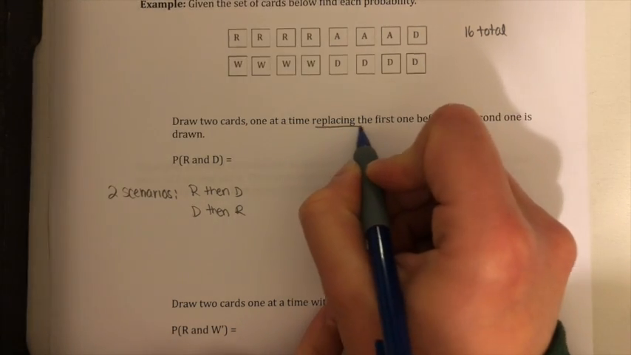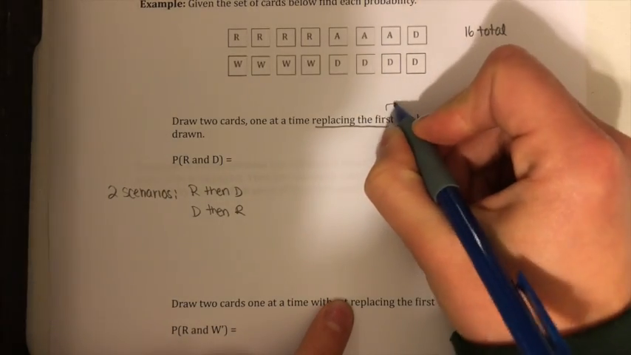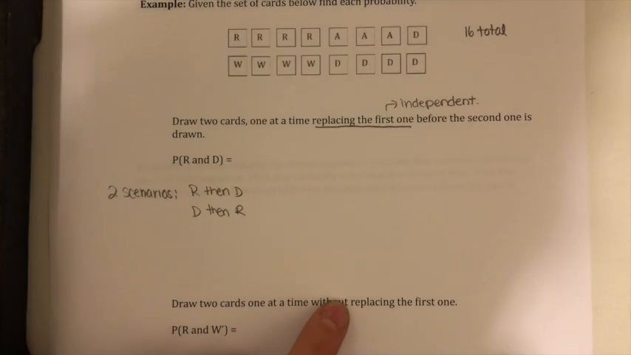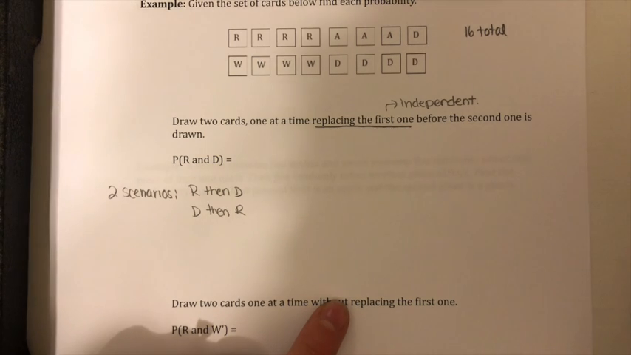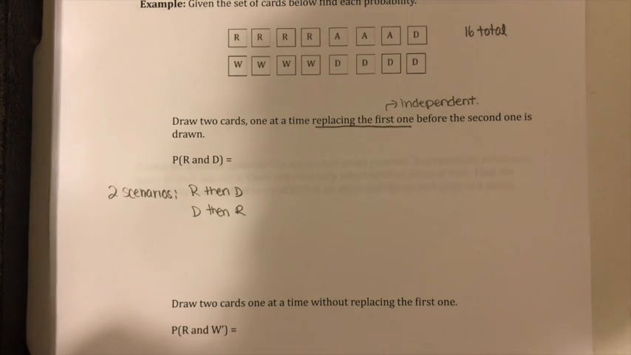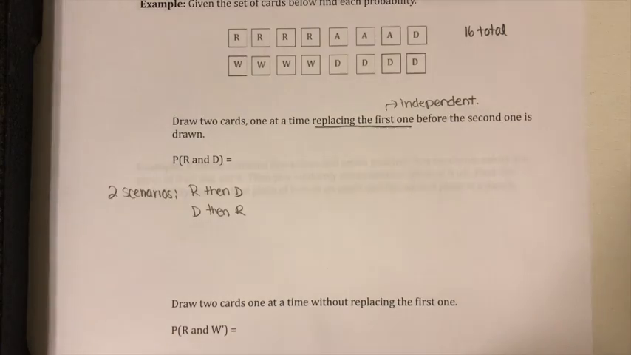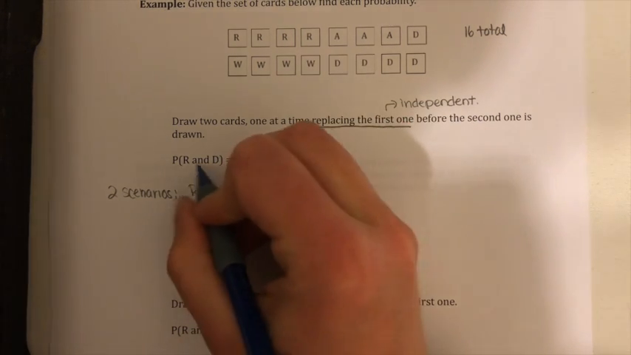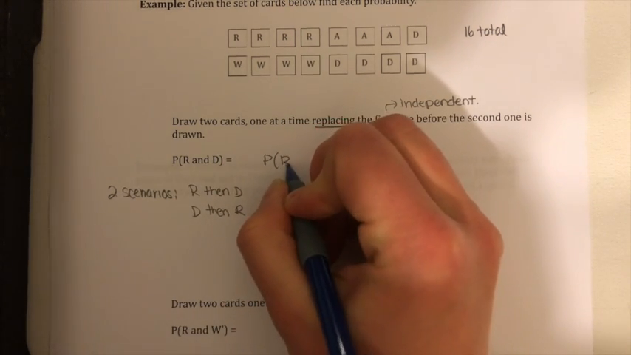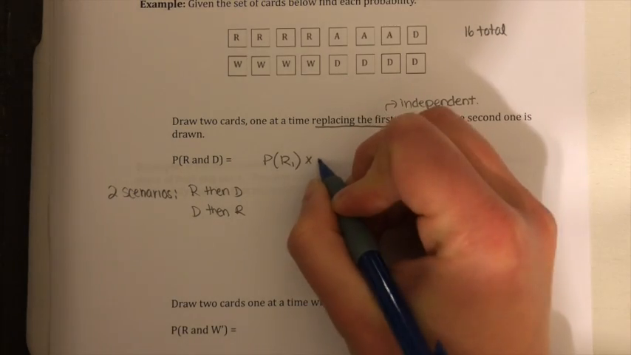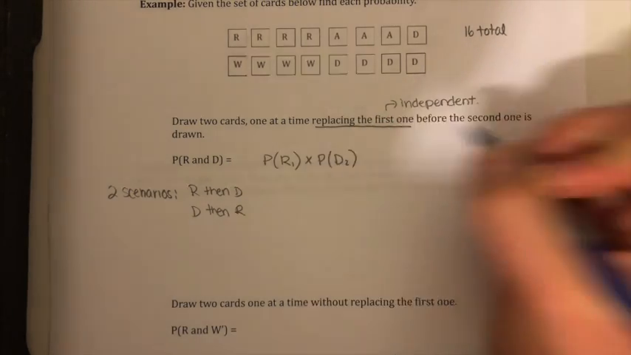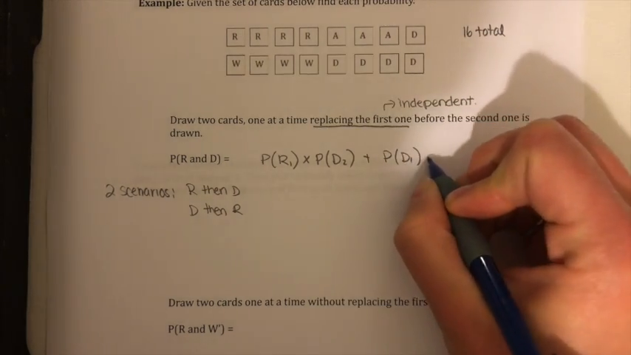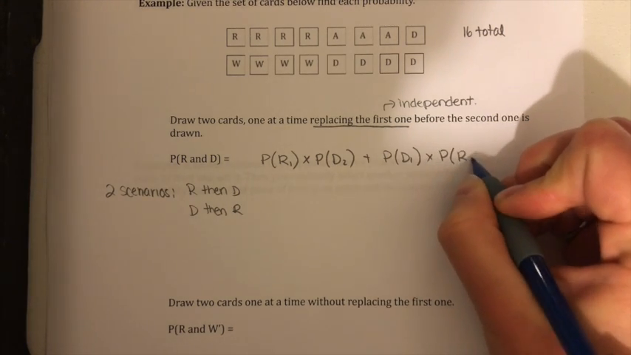So, if we're replacing the first one before the second one is drawn, this again means this is independent, right? Because then whatever card you picked the first time is back already and you could pick it again, right? It's not gone from the pile. The number of options remains the same. So this is going to be equal to the probability of picking an R with your first one times the probability of picking a D with your second one, plus the probability of picking a D with your first one, times the probability of picking an R with your second one.